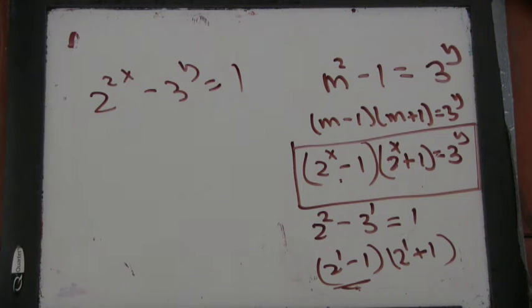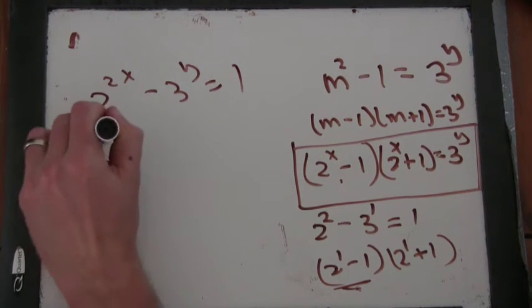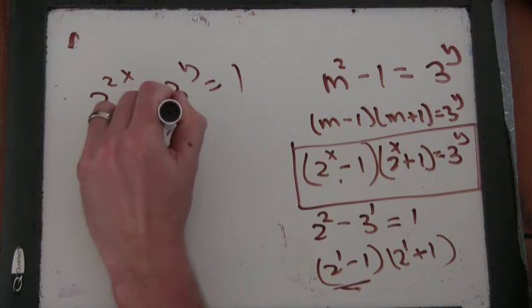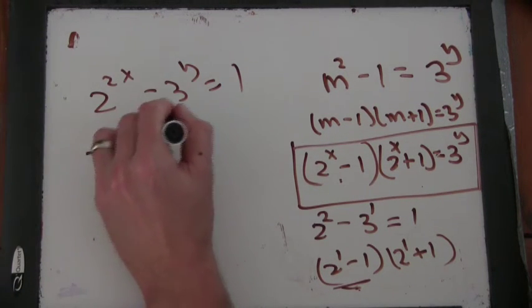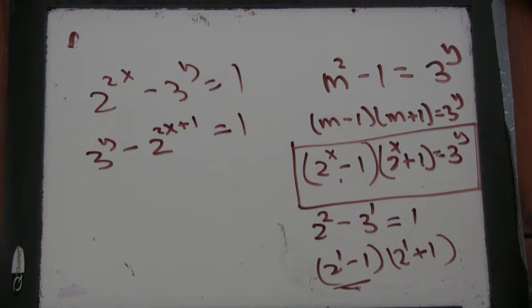Okay, now we have to approach the second one: 3 to the y minus 2 to the x equals 1, where x is odd, so I'm going to write it as 2x plus 1. What do you think we can do here? Well, we can't do the same difference of squares trick.